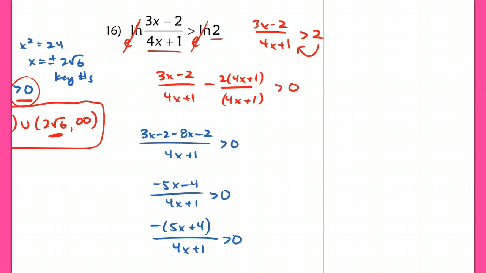Okay, I'm going to do that before I find my key numbers. The reason why I'm doing that is because I think your key numbers are going to get all messed up if you don't factor out that negative, and when you go to test, it's also going to become a little funky.